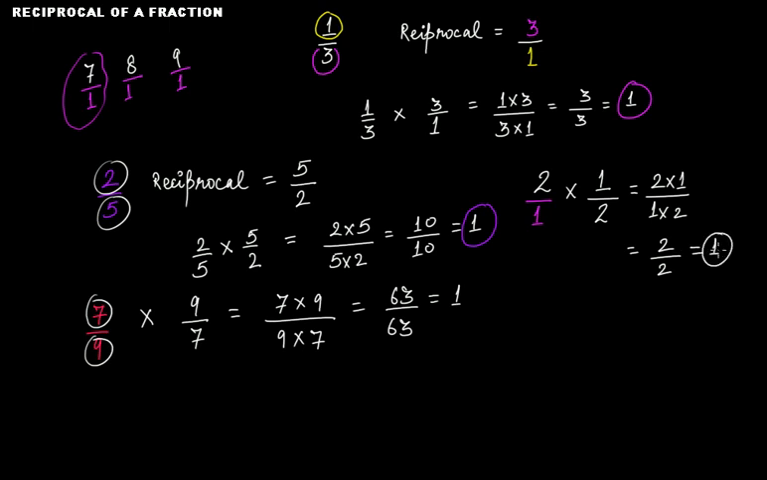So again we got the number 1 when you multiply a fraction with its reciprocal. Same thing for 7, for 8, for 9. If you have to write the reciprocal of 7, simply write it as 7 divided by 1, and therefore the reciprocal will be 1 over 7. And even in this case, if you multiply, you'll get 1. Same thing for 8, for 9, or for any number.